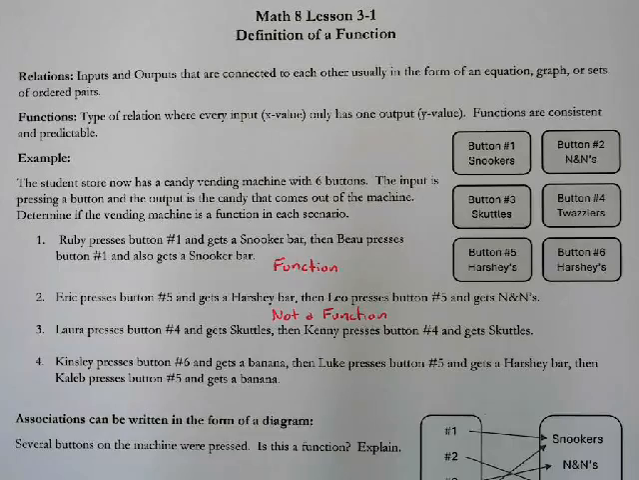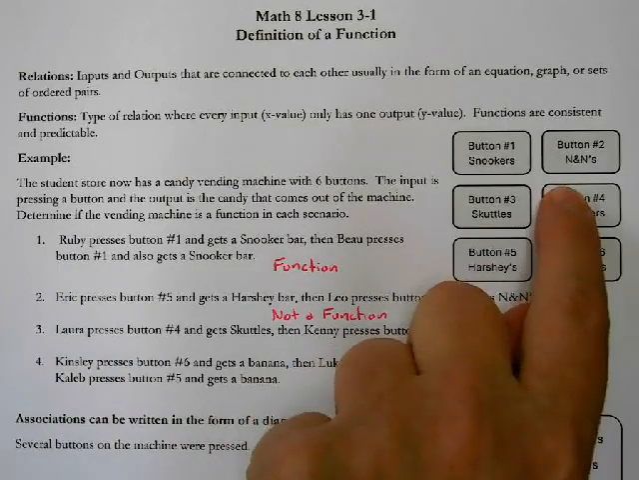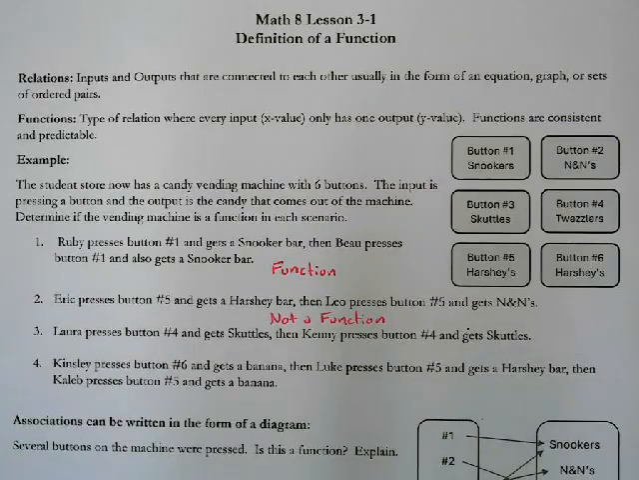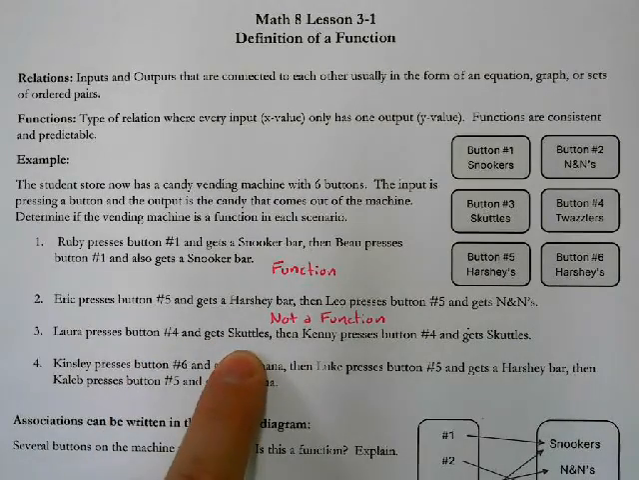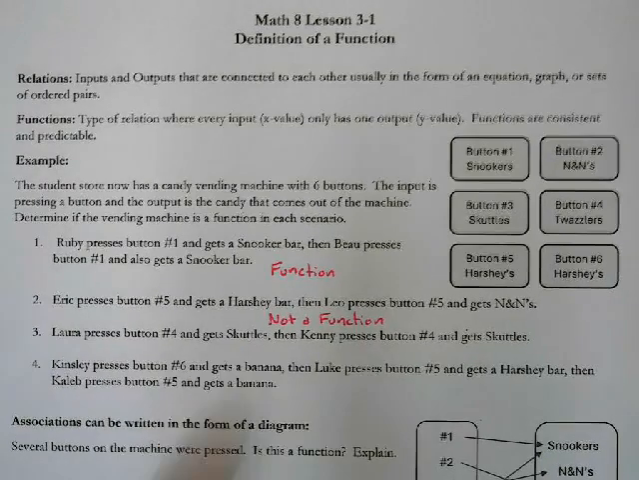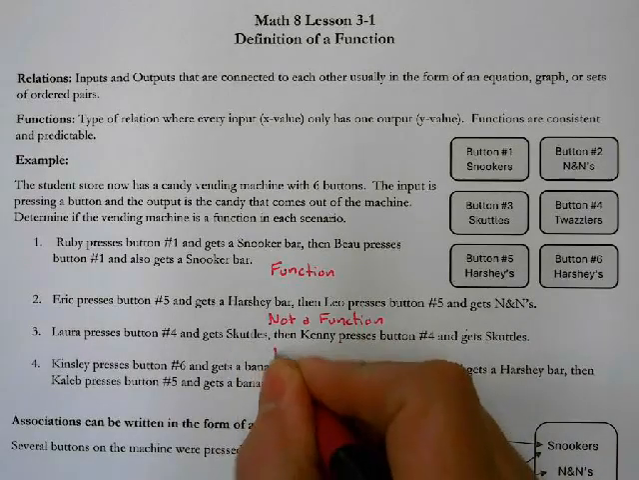They both had an input of 4. They just didn't get what they wanted, but they both got the same thing. So this one would be a function. They both had the input of 4 and got the same thing. It's predictable. I know that the next person who presses button number 4 is probably going to get some more Skittles. So this one would be a function.